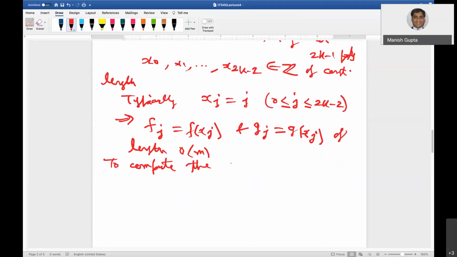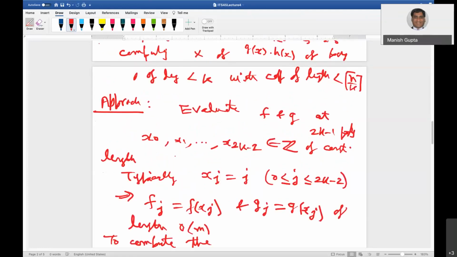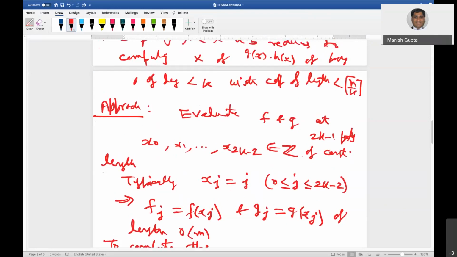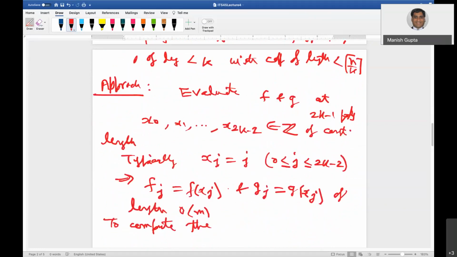Excuse me, sir, how are we choosing these points x0, x1, and so on up to x2k minus 2? Some 2k minus 1 points, that's all. We can take anything. Actually, any choice will work, and right now we are choosing xj equal to j. The degree here is 2k minus 2 for the product polynomial, so we are just evaluating at these 2k minus 1 points. In fact, later on you will see that in the later algorithm, it has been modified.